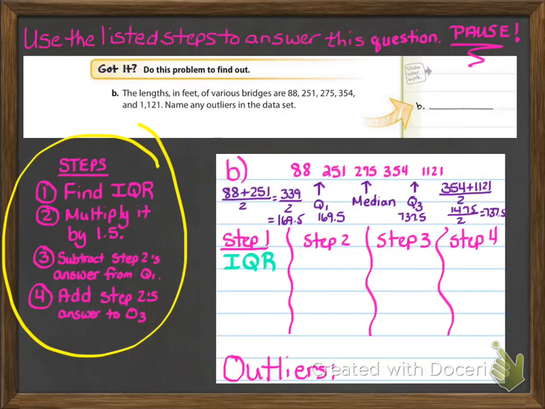So now that I have my quartiles, I'm going to proceed to step 1, which is to find my inner quartile range. Remember, to find that, you're going to take your quartile 3 number and subtract your quartile 1 number. Now remember to line up your decimal points.